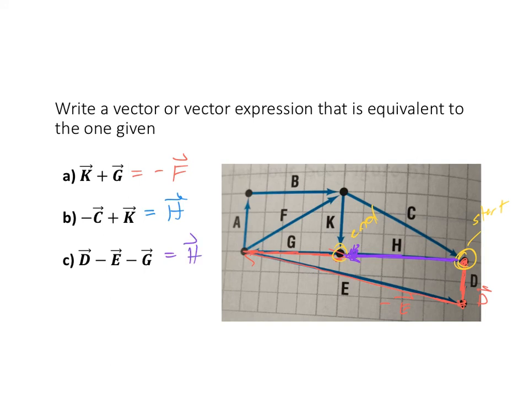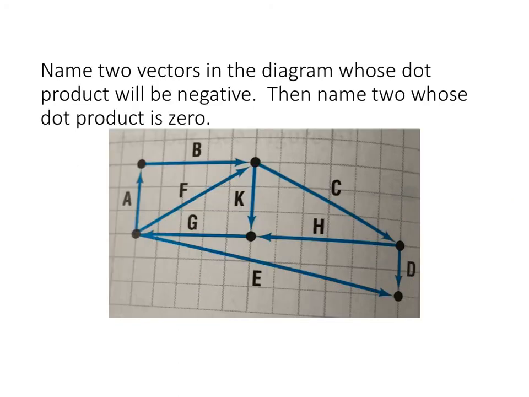Okay, let's go ahead and do the problems on the lower portion of the page. So I'm going to flip to the next page. And in this one, we say name two vectors in the diagram whose dot product will be negative. Then name two whose dot product is 0. So I'm going to summarize a bit about dot products here. If the dot product equals 0, then the vectors are perpendicular. That's one thing we need to know.